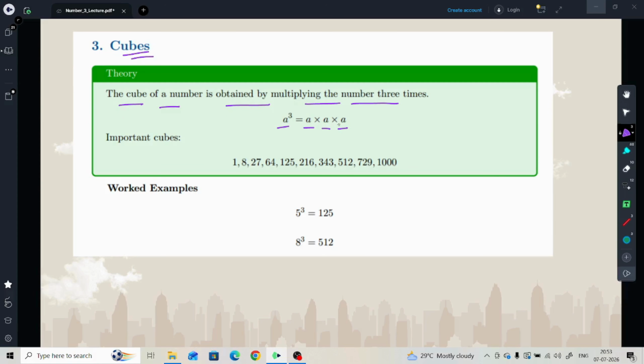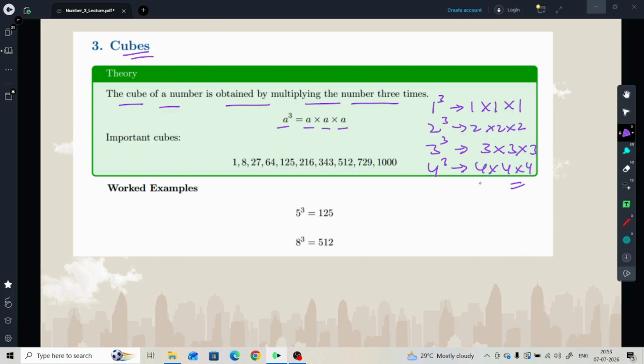Okay. And if I talk about the cube numbers, that is also very simple. If I talk about 1 cube, that will be 1 times 1 times 1. 2 cube will be 2 times 2 times 2. 3 cube will be 3 times 3 times 3. 4 cube will be 4 times 4 times 4. Very simple and easy.